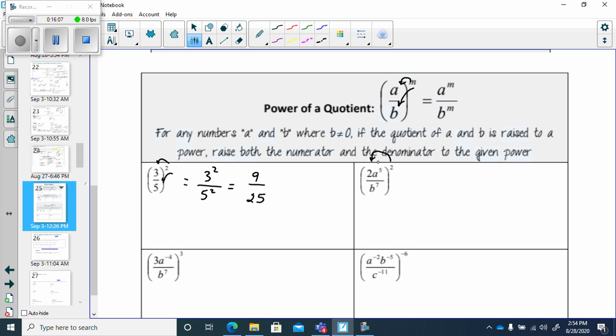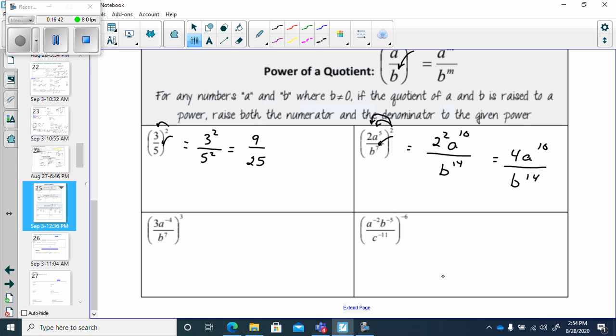Let's look at this one. Now, I've got my product up here, so I need to distribute to the coefficient and to this base. And I've got to distribute down here to this base. That would give me 2 squared, a to the 10th, over b to the 14th. 2 squared is 4. So 4 a to the 10th over b to the 14th. The rest of these you're going to finish, okay?